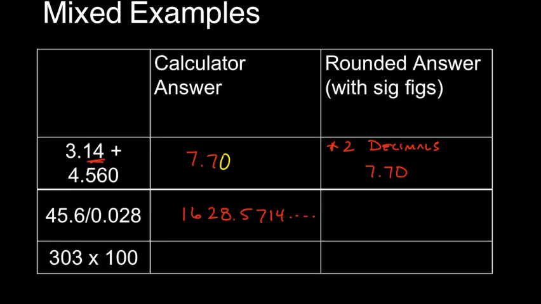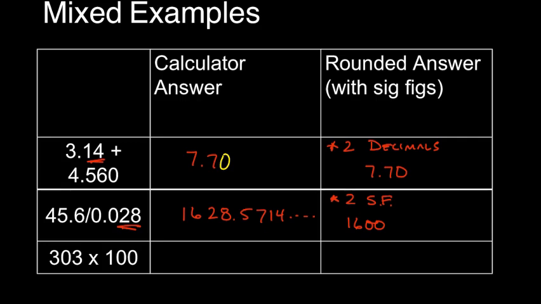And the rule should be, hopefully we agree, this time fewest sig figs, and it should be, this time, 2 sig figs. And if it's 2 sig figs, as we're looking at it, that means we should be rounding to 1,600.